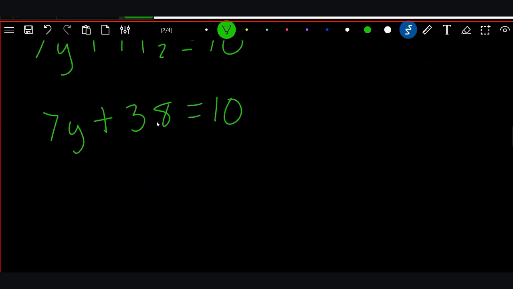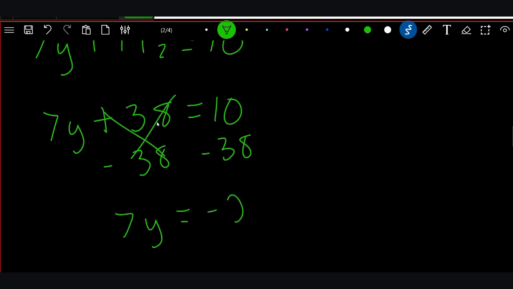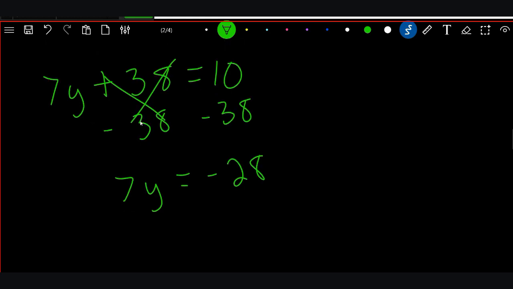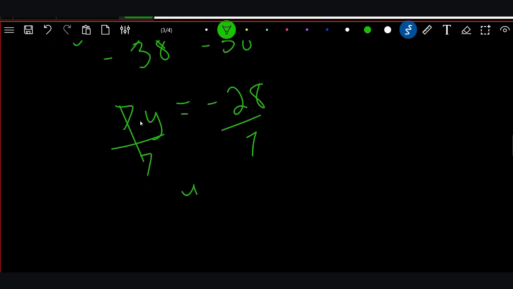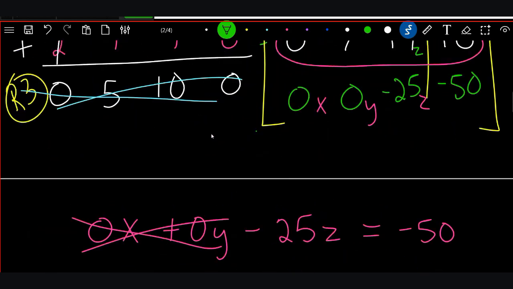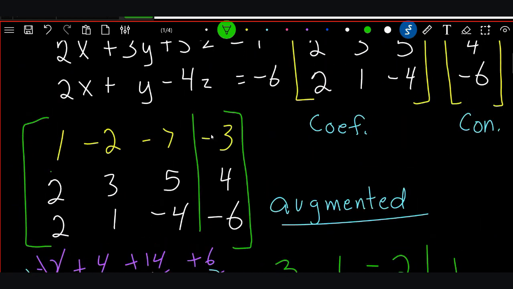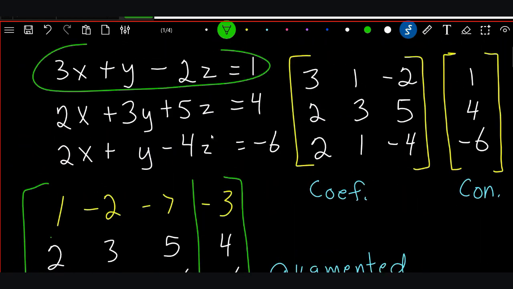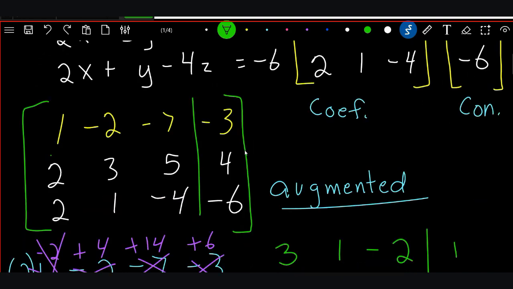And now we are going to subtract 38 from both sides. That's going to give us 7y equals negative 28. Divide both sides by 7, and that's going to give us y equals negative 4. So we have z equals 2, y equals negative 4, and now we're going to substitute back in one more time to this original one right here, and that will tell us what all of them are.